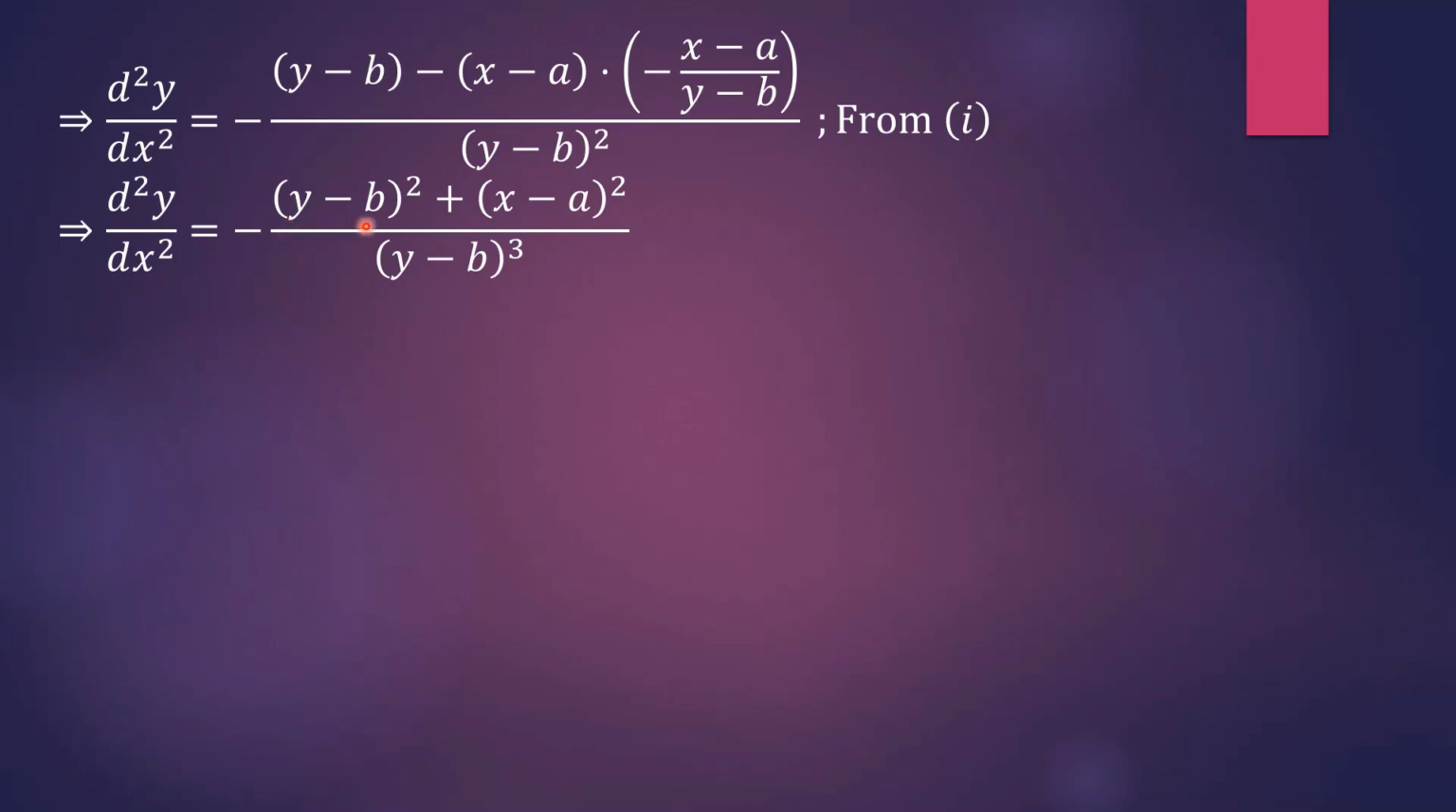Now you see, this is actually the given question. One thing is given in your question, that x minus a whole square plus y minus b whole square is equal to c square. For this reason, here I replace it with c square, so we get c square divided by y minus b whole cube.